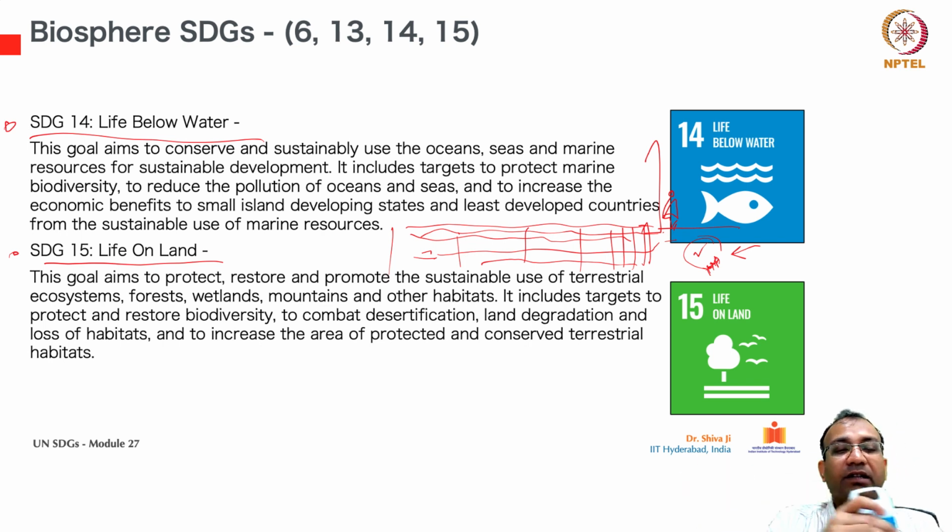So you can understand, this goal aims to protect, restore, and promote the sustainable use of terrestrial ecosystems. You can note down here: forests, wetlands, mountains, and other habitats. It includes targets to protect and restore biodiversity, to combat desertification, land degradation, and loss of habitats, and to increase the area of protected and conserved terrestrial habitats.